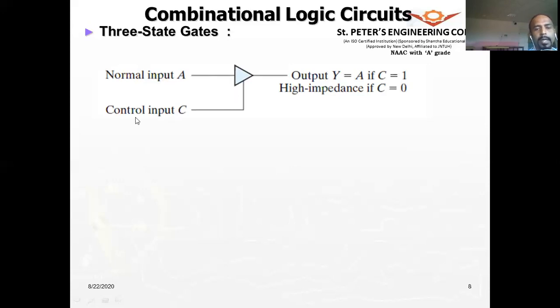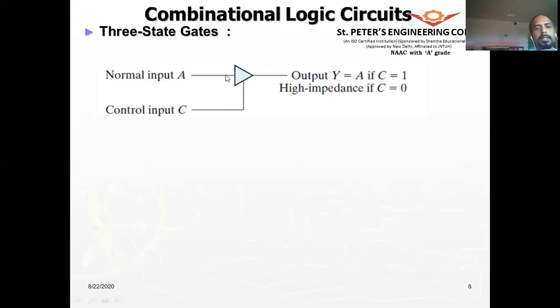All right, so here we have a control input. When the control input is equal to 1, then whatever is available at A is presented at the output with a delay. Now when the control input is 0, then whatever is available at A is not available at output Y. That means there is a connection, but the input is not presented at the output. That means it shows a high impedance. So high impedance means it acts like an open circuit. Though there is a connection, there is an open circuit.